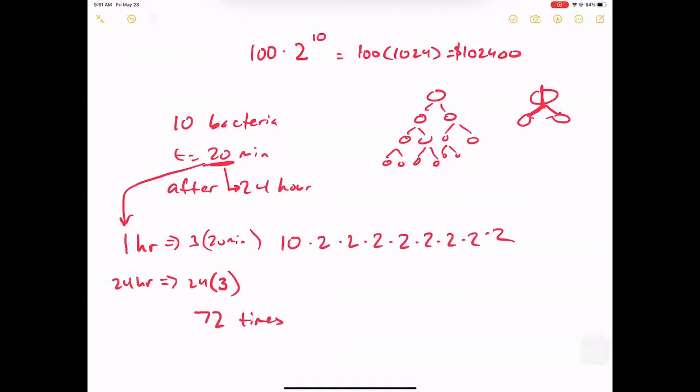So what we're trying to figure out is how many times my interval happens in my total time period given. So if we start with 10, do I want to actually multiply by 2 times 2 times 2, and do this iteration 72 times? No. What we're going to write is 10 times 2 to the 72.